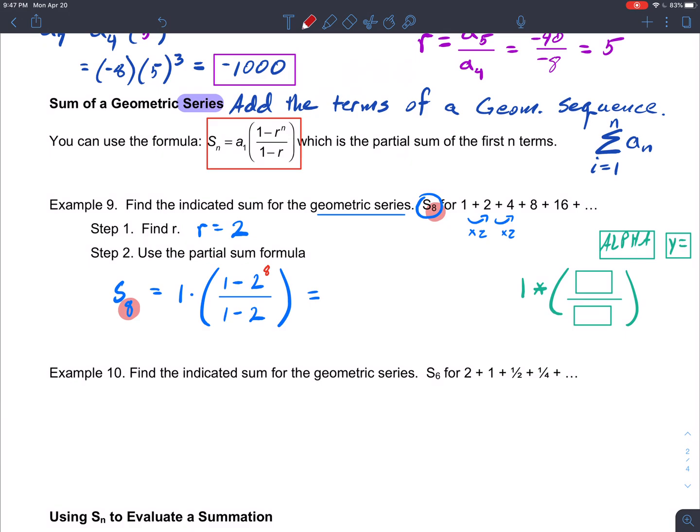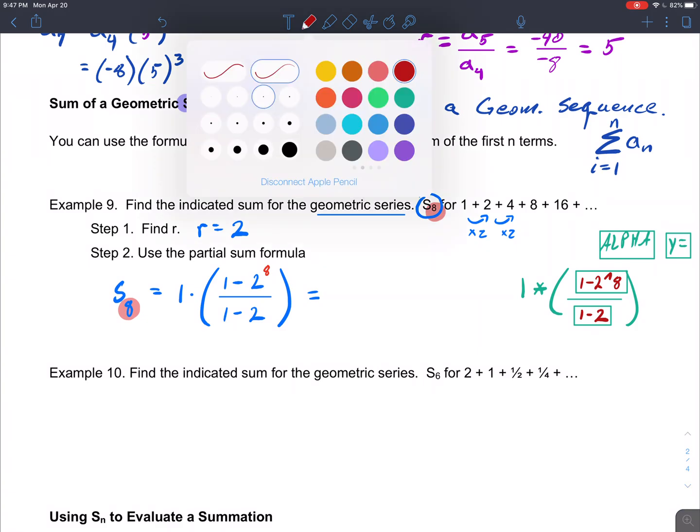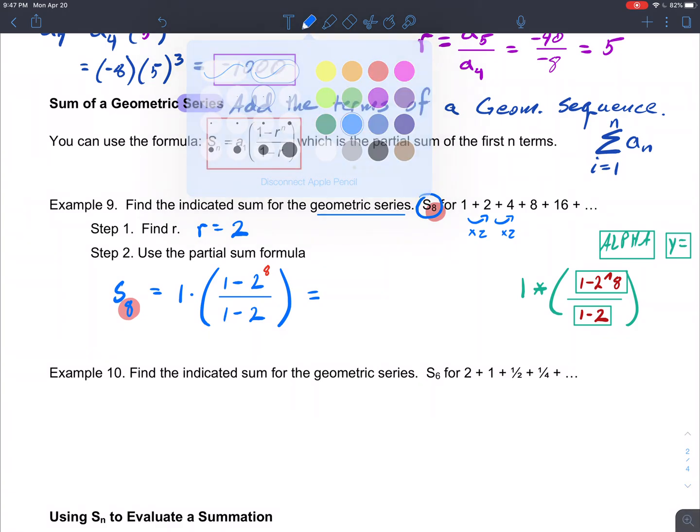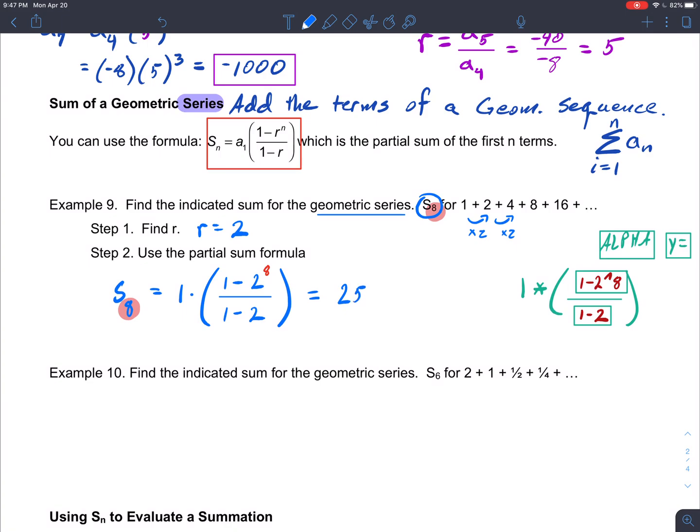Don't get cute with it. It should be 1 minus 2. I need this fraction to be a little bit bigger here. 2 caret raised to, right? The 8th power. And the bottom should just be 1 minus 2. Okay, so it should look like that. And if you plug that in correctly, you will get 255. I challenge you to test it. Try it out, plug it into your calculator, make sure you know how to put this into the calculator properly.